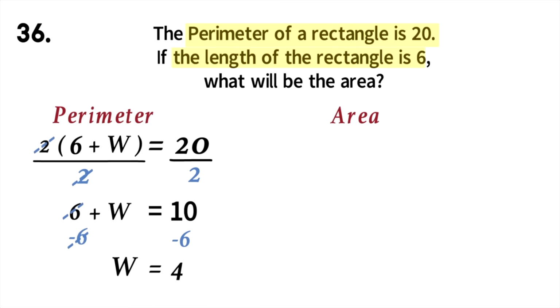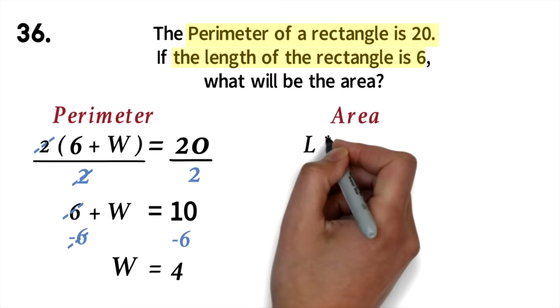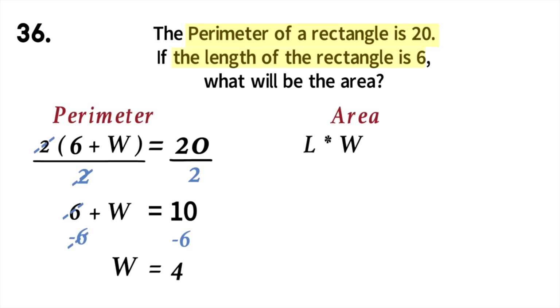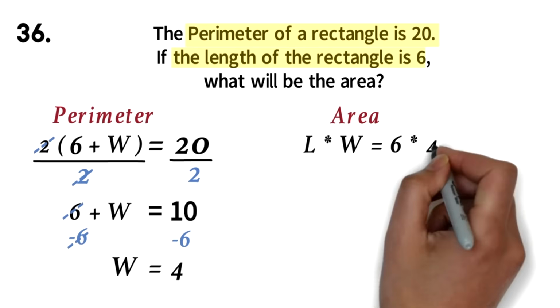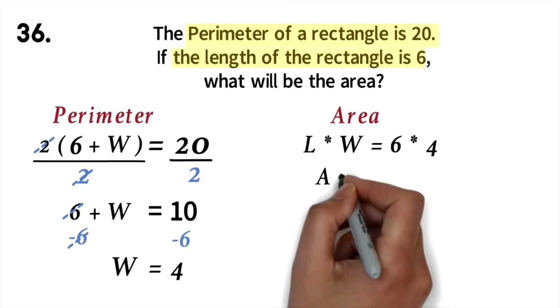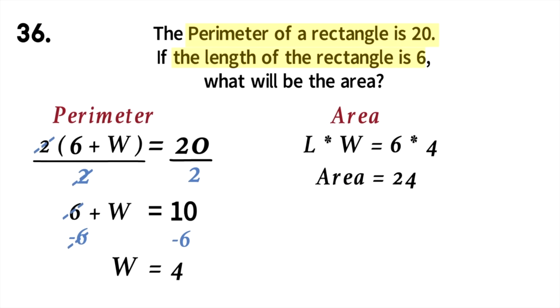Now that we know the length and the width, we can find the area. The area of a rectangle is length times the width. We have area equals 6 times 4. This will give us the area as 24.